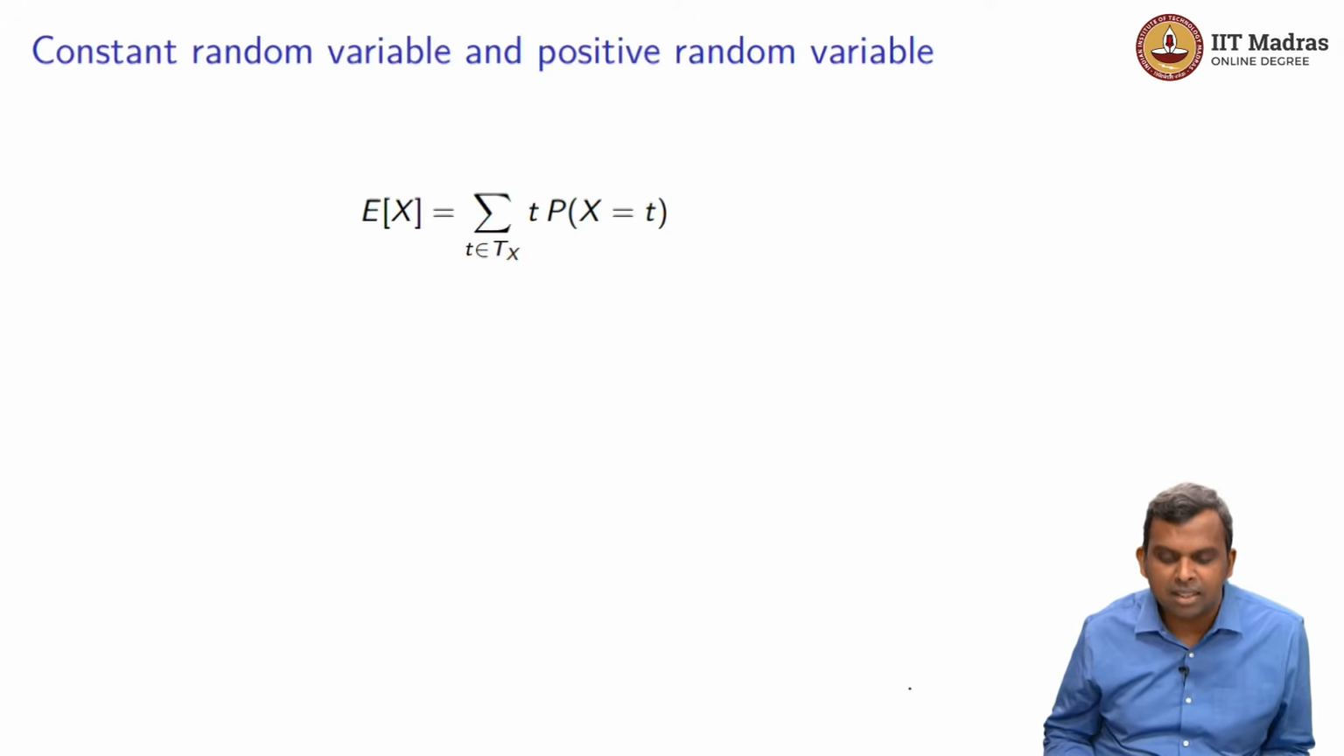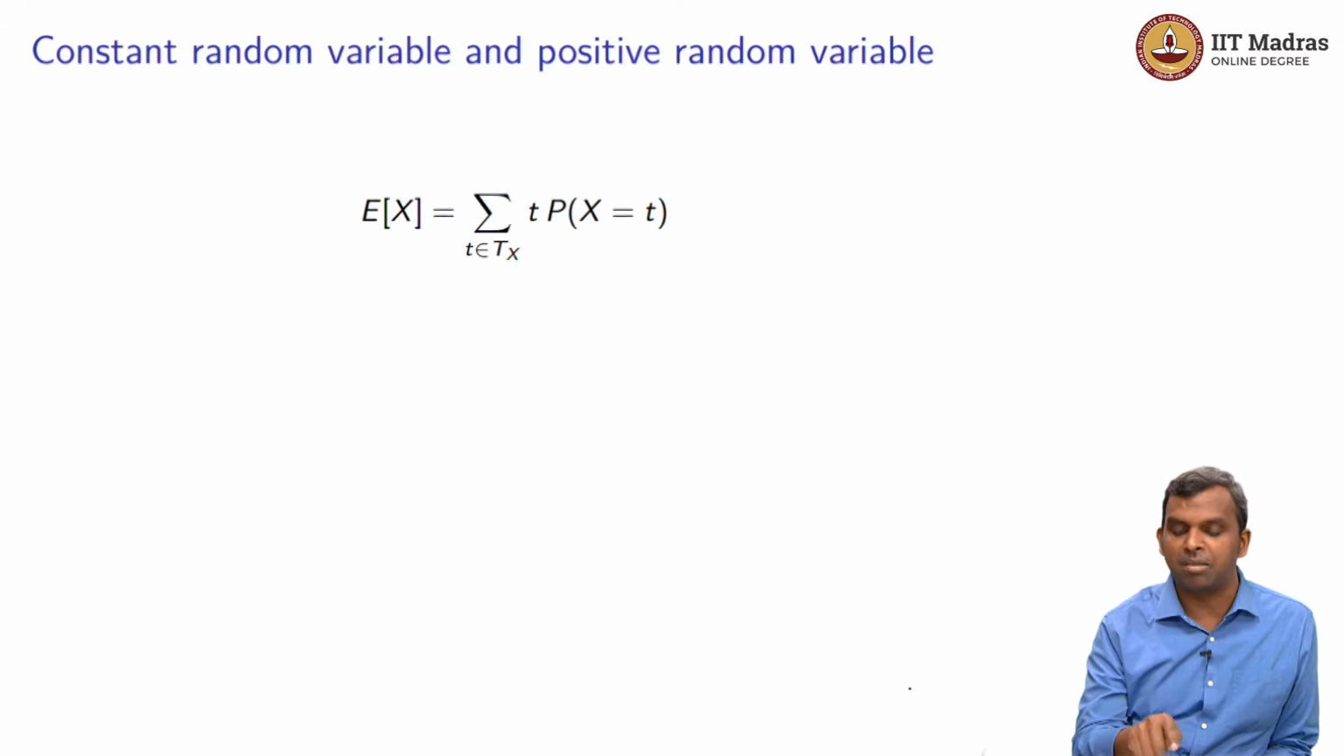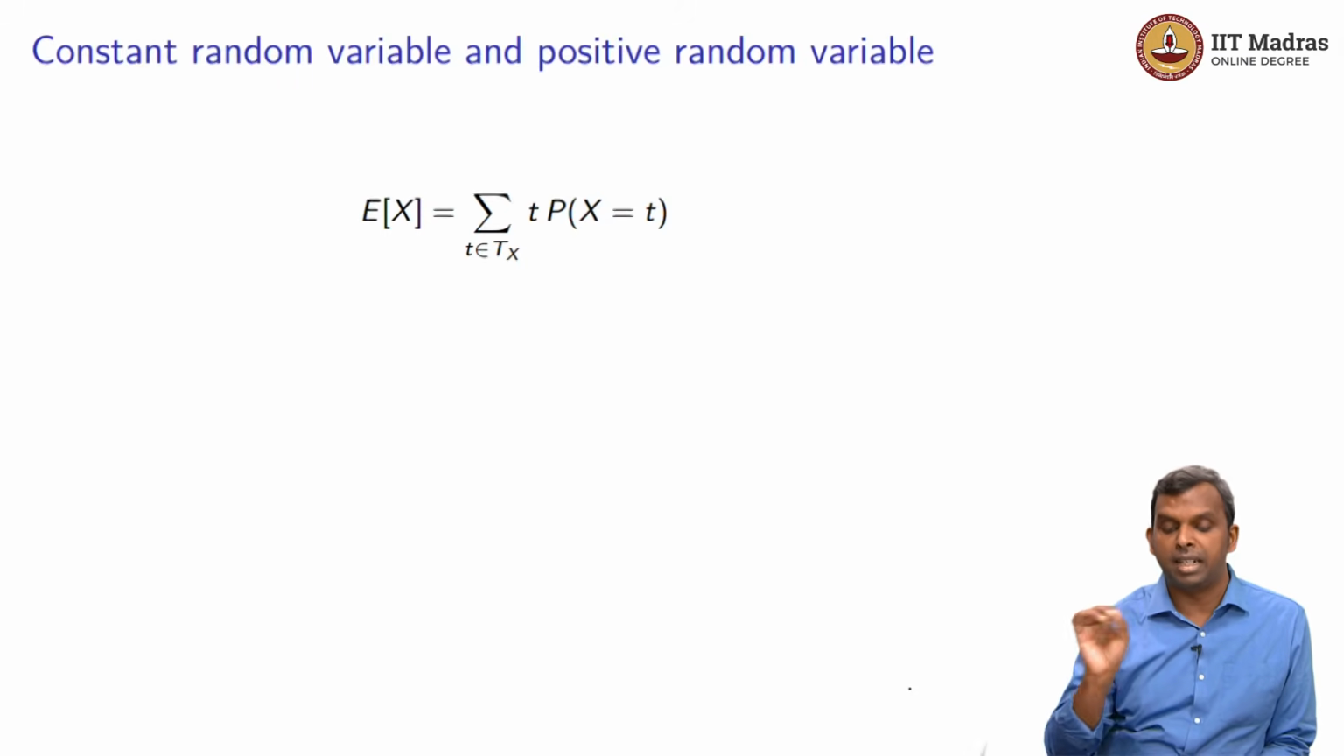Okay, so the first thing is let's deal with two different types of random variables. We are familiar with this expression, right? Expected value of x is summation over t in the range, t times probability that x equals t. We'll consider two cases first.